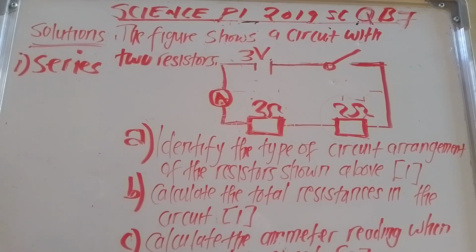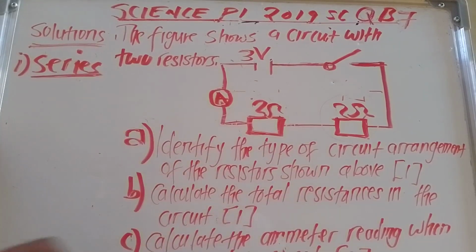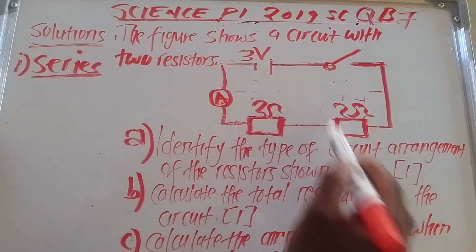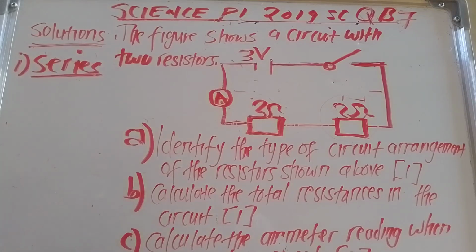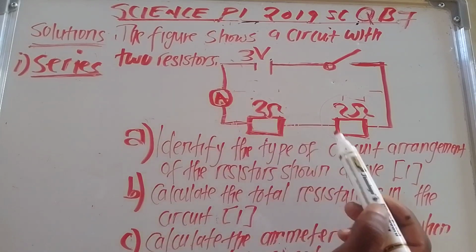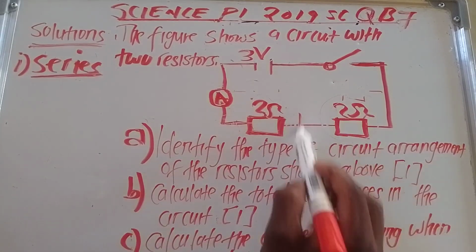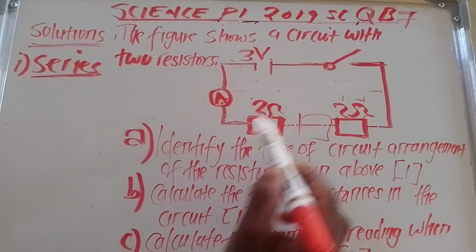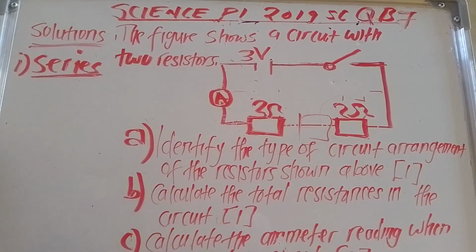Okay, so let's go to question B. Calculate the total resistance in the circuit. This question is very simple because you have been taught to calculate the total resistance. Whenever you are asked to calculate the total resistance in a series circuit, you just need to add the resistances which you have been given. In this case, you have been given these two resistors. So for you to calculate the total resistance in this circuit, just add this resistance and this resistance. In case we had a third resistance here, we would say resistance 1 plus resistance 2 plus resistance 3. Then that is going to give you the total resistance in that type of circuit.